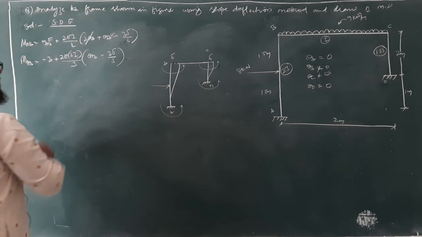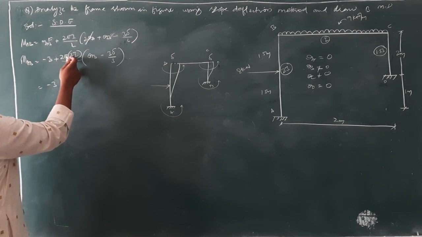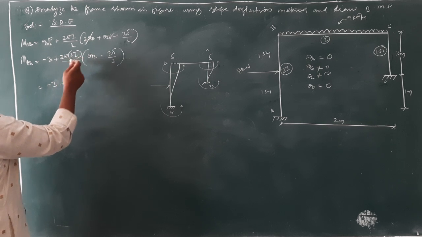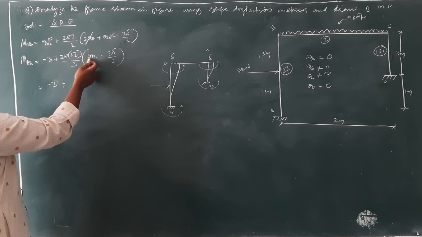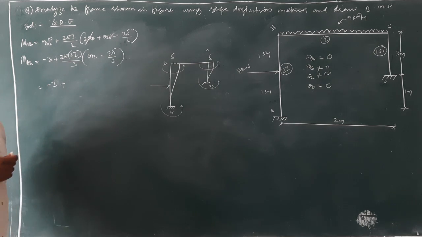Okay. Right. Now, can you solve this one? Minus 3. This is 2 2s are 4. 4 by 3. 4 into theta B. 4 EI theta B by 3. 4 by 3 is how much?